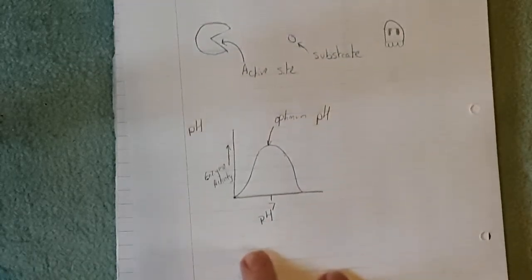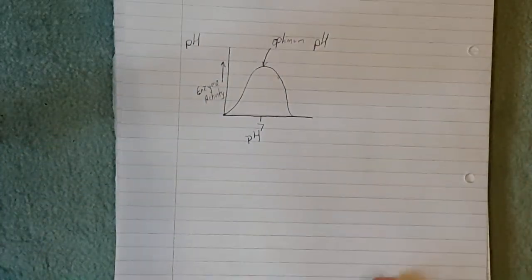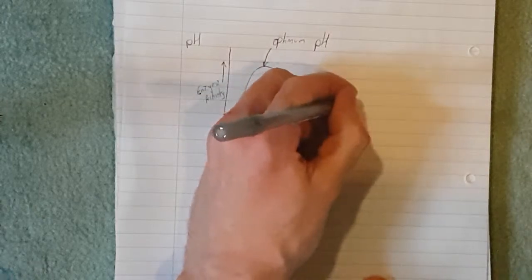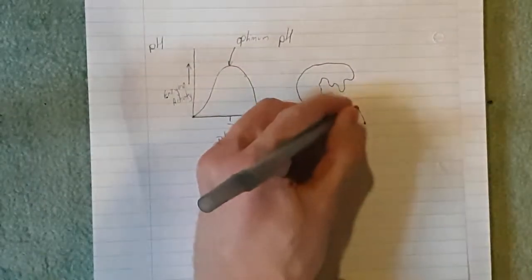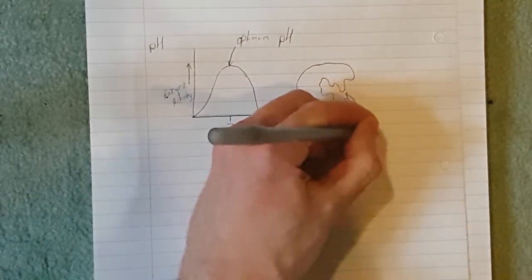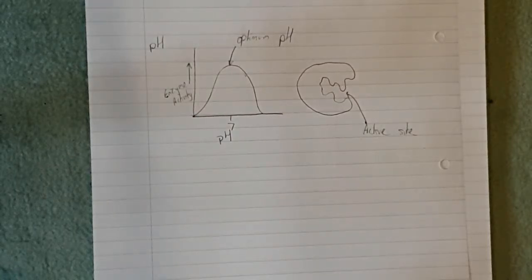Now, if it then asks you to explain the effect of pH on an enzyme, you need to mention the active site. So going back up to our Pac-Man, the active site, where the substrate fits in, this little bit here, will change shape. So what might end up happening is Pac-Man's face may now look like so. So this is our active site. However, because it's changed shape, the substrate can no longer fit in there. So the active site has changed shape.